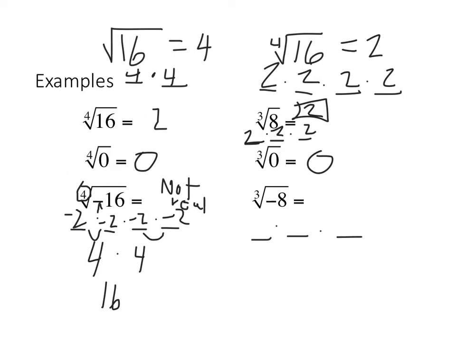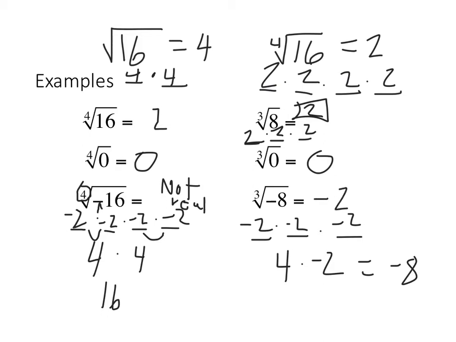We know that the cube root of 8 is 2. But if we want negative 8, how about let's try negative 2? Let's see if that works. Well, negative 2 times negative 2 is 4, times negative 2 gives me negative 8. That's what I wanted. So the cube root of negative 8 is negative 2.